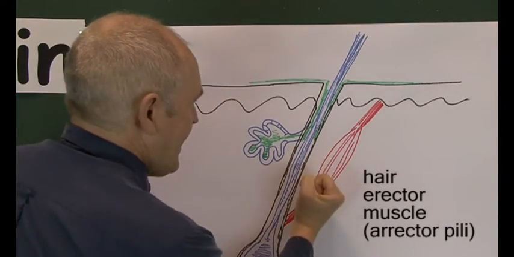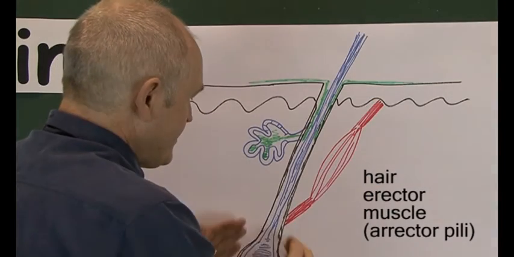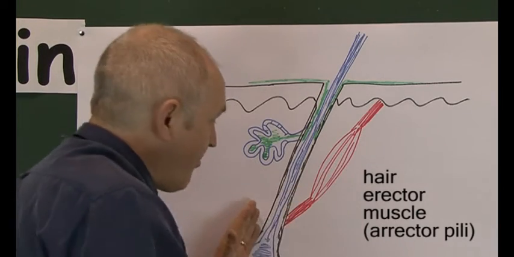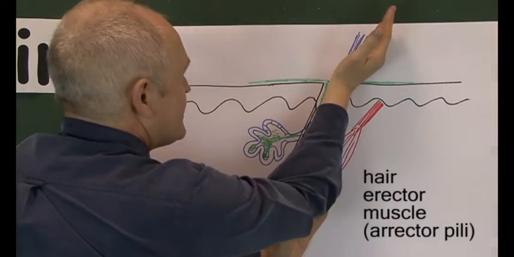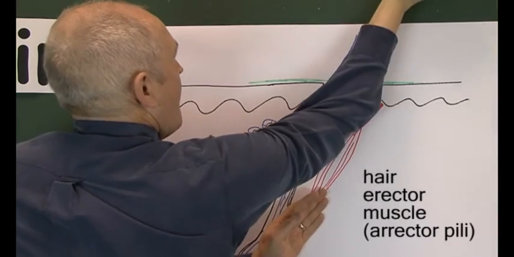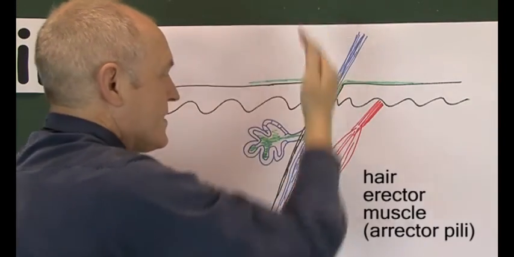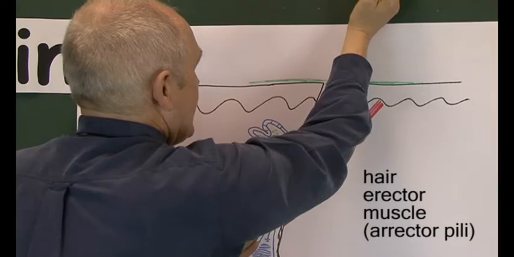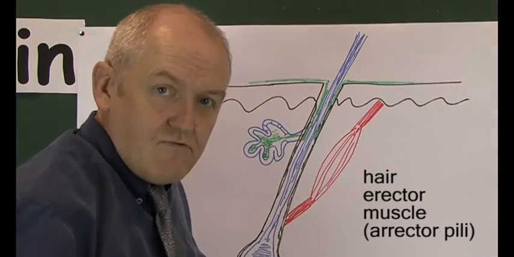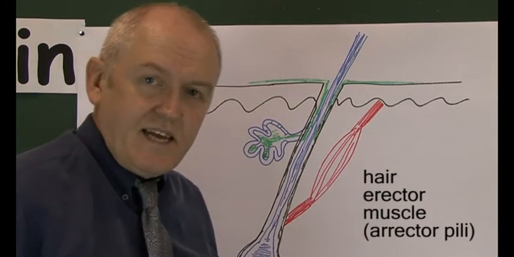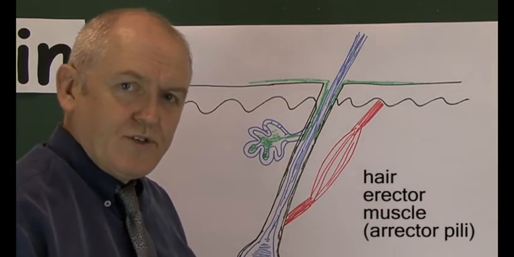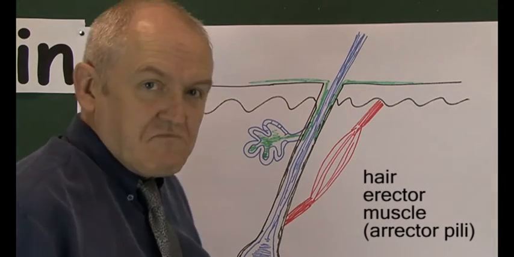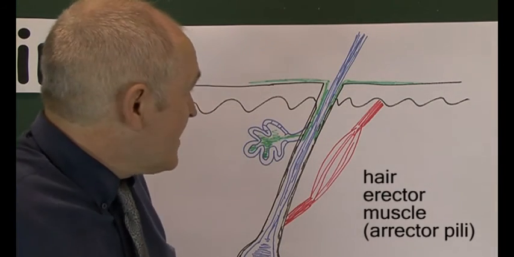Well, when this muscle contracts, what it does is it pulls the bottom of the hair follicle that way, and that means the hair is going to move up that way. So when that contracts, that's going to move over and the hair is going to become more erect. It's exactly what it says. It's a hair erector muscle. It makes the hair stand erect. So what's the purpose of that?